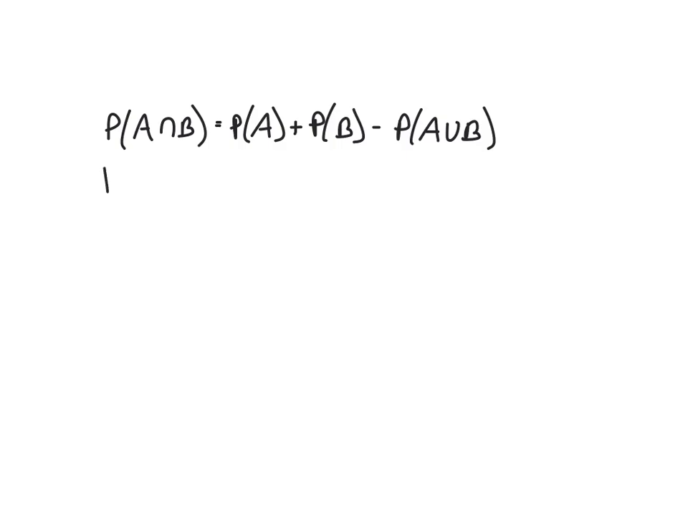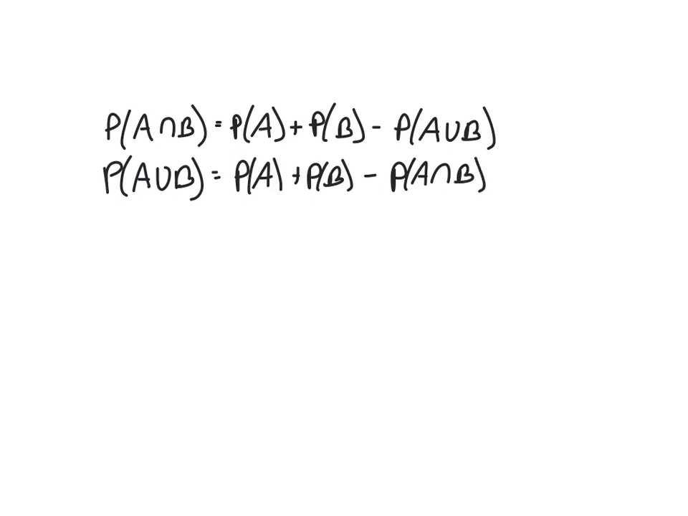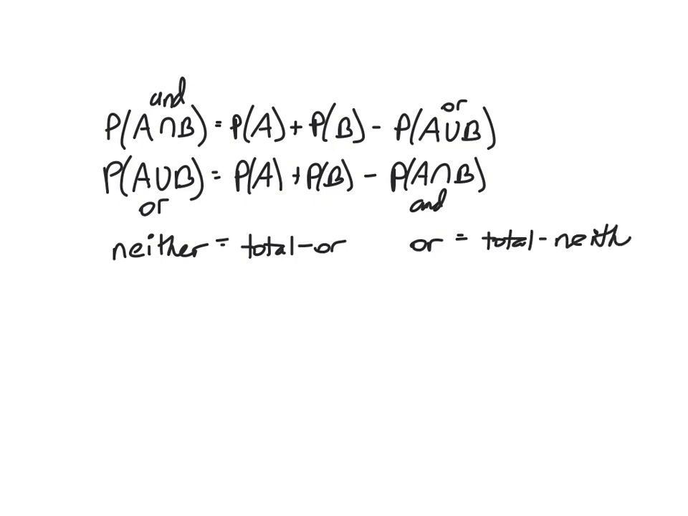The formulas you need to know: basic probability. Probability of A and B equals A plus B minus A or B. And the opposite of that is also true. A or B equals A plus B minus A and B. And again, remember that the hill is and, the valley is the or. So this is the or, this is the and. Also a basic probability formula: the probability of neither is the total minus the or, and vice versa. Or equals total minus neither. So anytime they give you the probability that neither thing is going to happen, you can subtract from whatever the total is to figure out the probability that either or would happen.